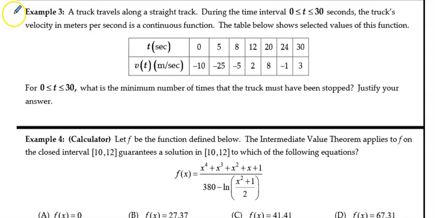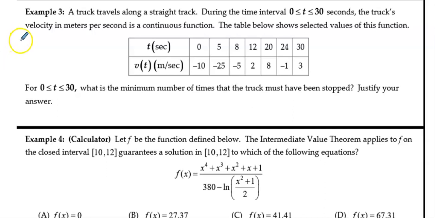Hello guys, welcome back. We are working on the back side of our handout for the lesson for IVT. These last couple of examples are going to kind of solidify, hopefully for you guys, the concept of what the intermediate value theorem basically is about. And so let's get started with example 3.